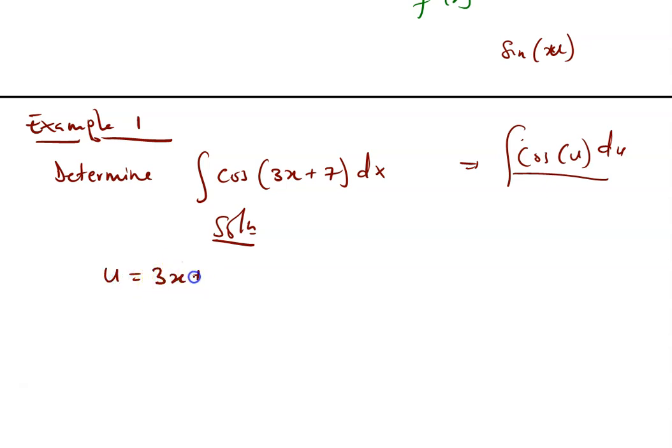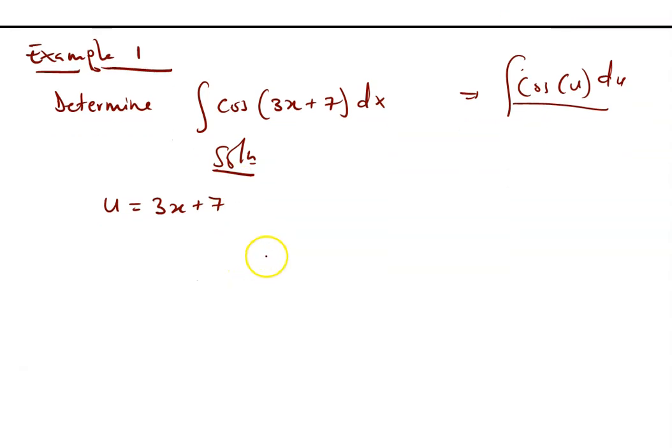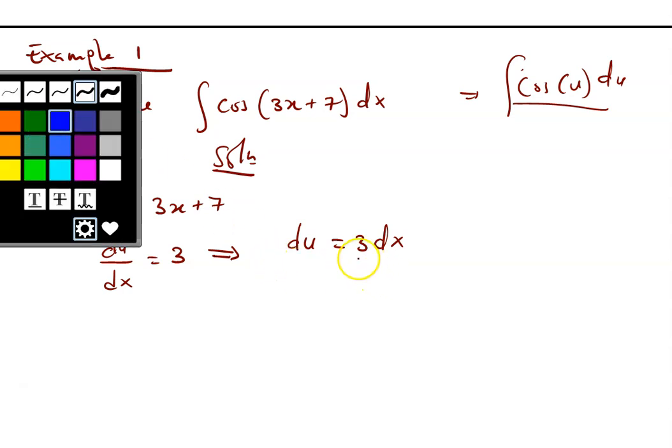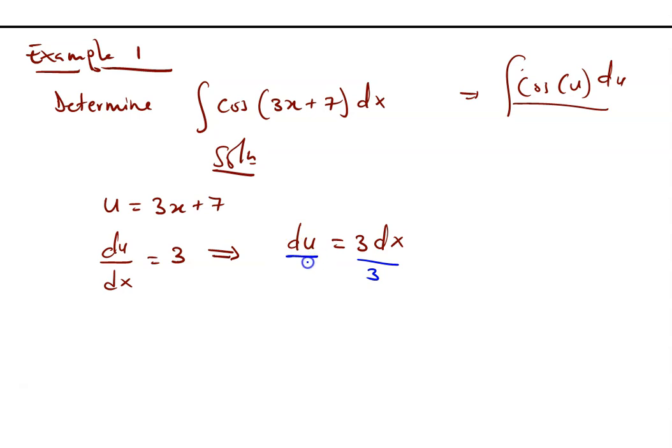Making u represent 3x plus 7, we can find du on dx, and that will end up becoming 3, right? So with this expression, I can make dx the subject. How do I make dx the subject? I first move about by doing cross multiplication. So du is equal to 3 dx, right? Then I can divide both sides by 3.